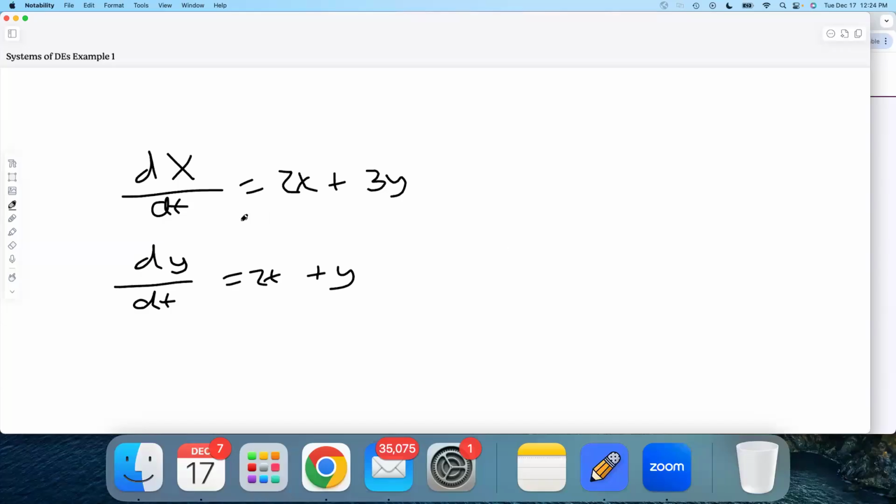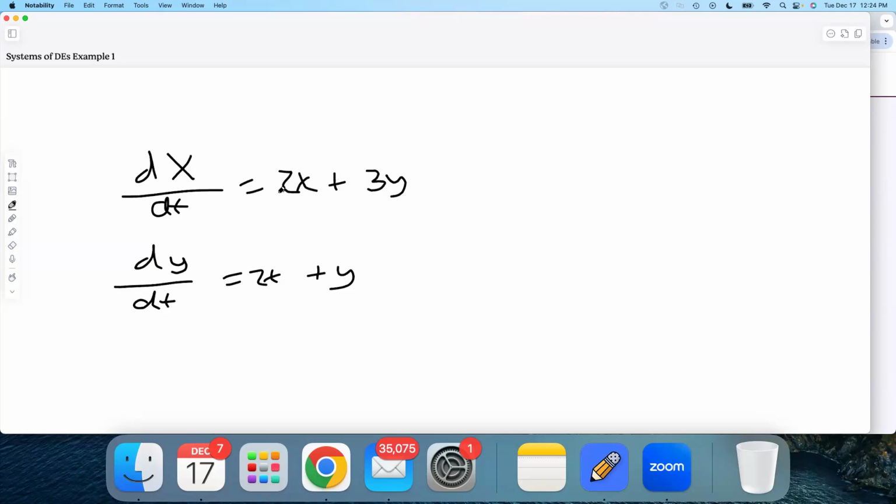All right, let's take a look at this example. We have a coupled system of differential equations here. So x and y both depend on t. X and y are my dependent variables. T is my independent variable. And the derivative of x depends on both x and y.